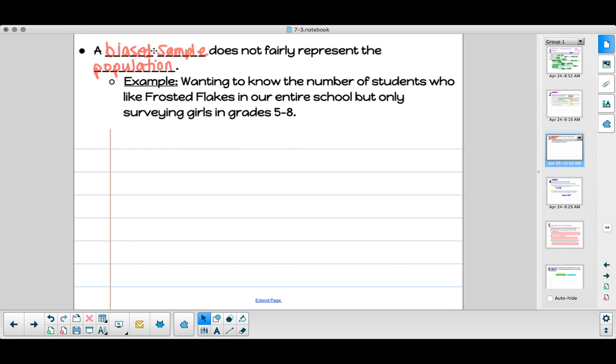Moving on now, a biased sample does not fairly represent the population. So for example, if we wanted to know the number of students who liked Frosted Flakes in our entire school, so our 3 pre-Ks up to our 3 8th grades, but we only surveyed girls in grades 5 through 8, this would be biased because 1, we're eliminating the entire population of boys since we're just choosing girls, and 2, we're eliminating grades pre-K through 4 because we're only doing the upper grades. So a biased sample does not represent the entire population.